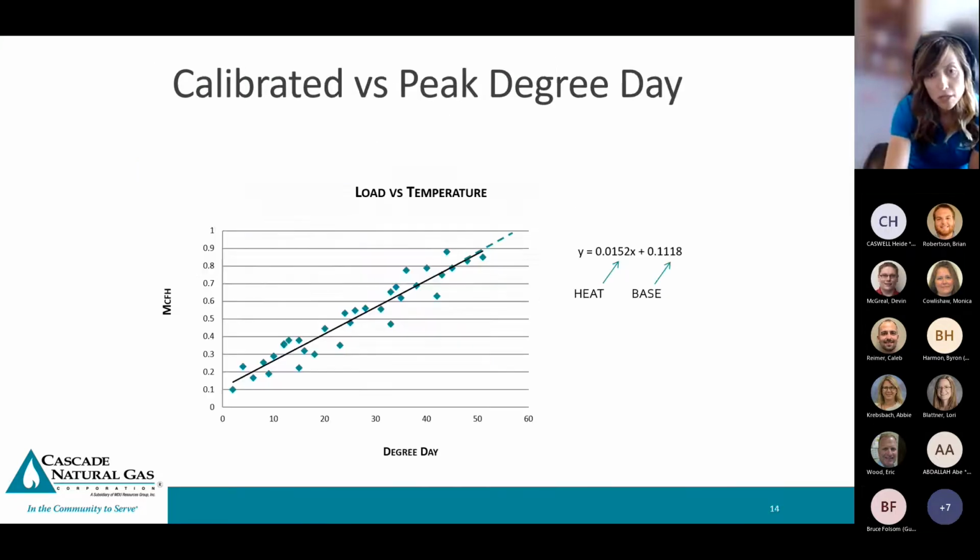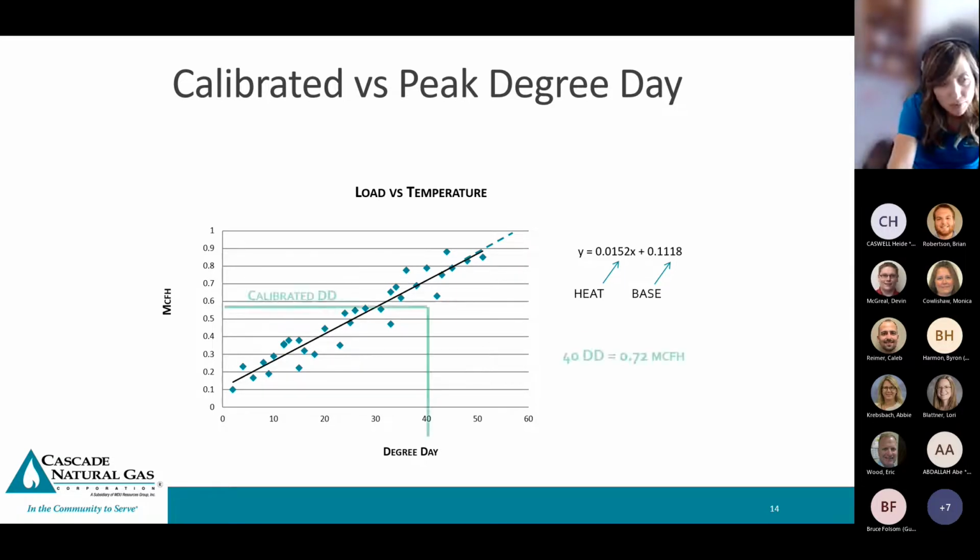And this is the one I think you wanted, Heidi. This talks about our calibrated versus peak degree day and the process. Basically this relationship is linear. As it gets colder, as the degree day ramps up, people's load goes up, so we see more gas usage. It's colder, there's more heating that needs to happen to keep your house warm.